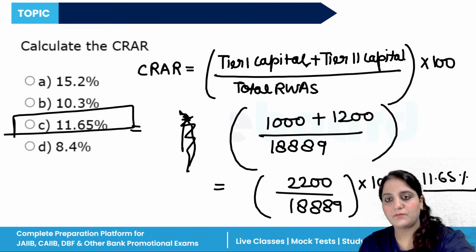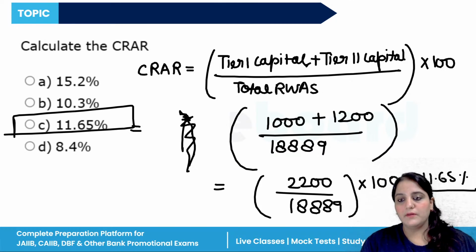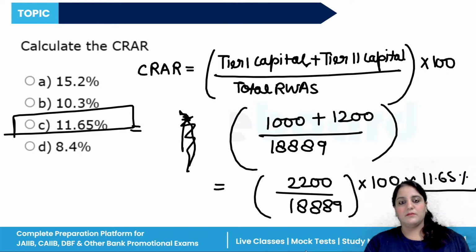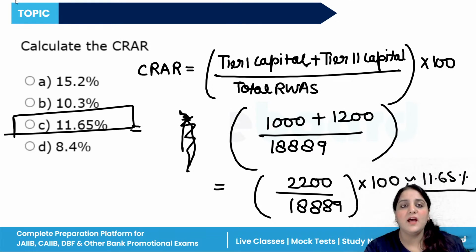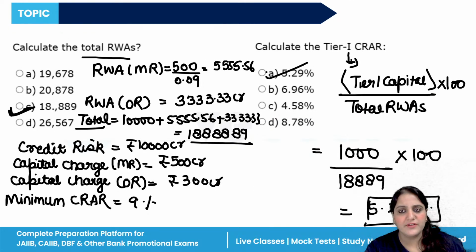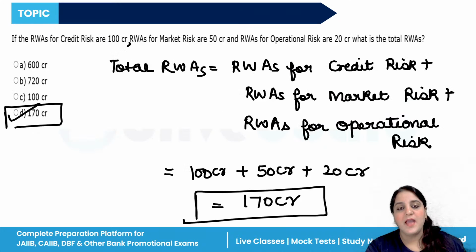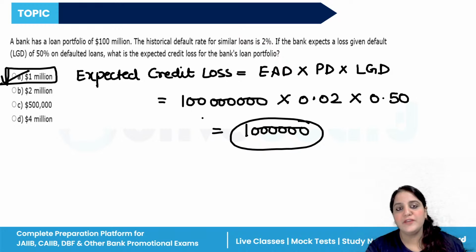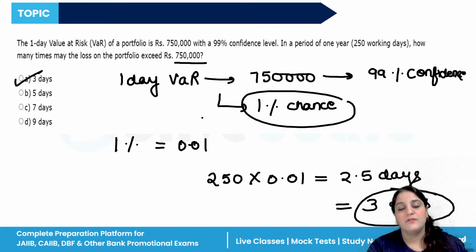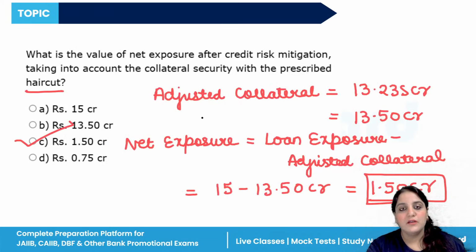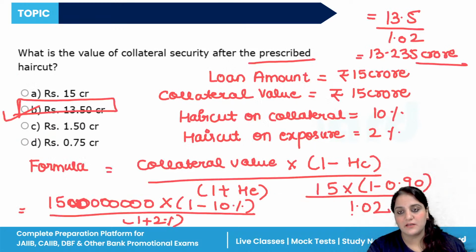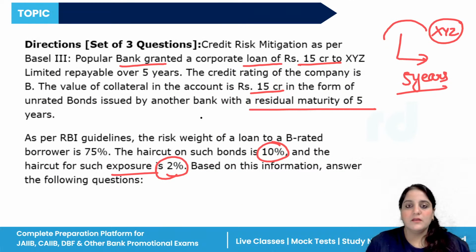Got it? So in today's class, we have seen some numericals related to the calculation of total risk weight assets, Tier 1 CRAR, risk weight asset for operational risk, and some calculation of EAD, expected loss, value at risk, and also the haircut question. So we are covering everything related to our concepts.